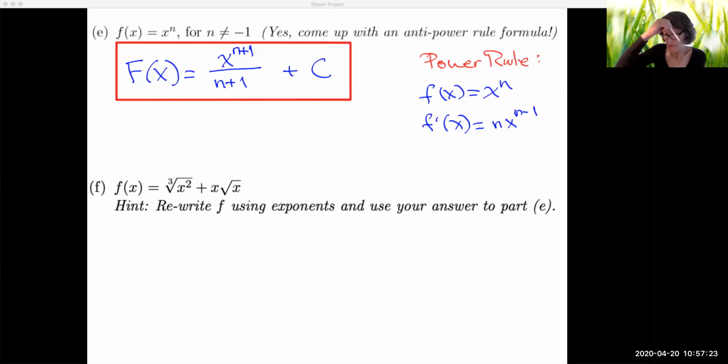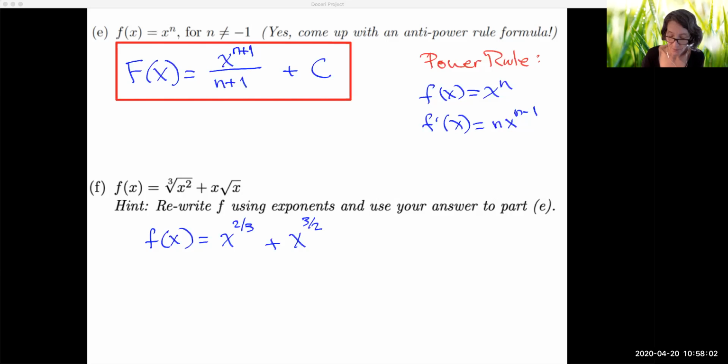And then using that formula, we can do part F. So part F is f of x equals the cube root of x squared plus x times the square root of x. So the hint was to first rewrite everything using exponents and then use the formula that we got in part E. So I'm going to rewrite this function, f of x. The cube root of x squared is really x to the 2/3. And then x times square root of x is x times x to the 1/2, so that's x to the 3/2.